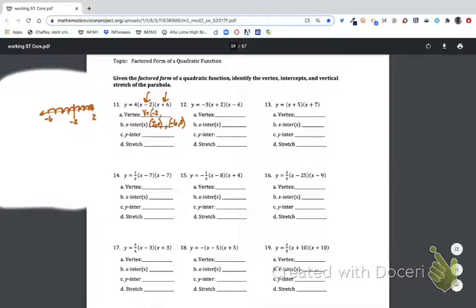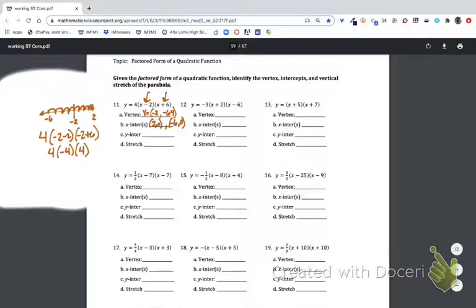Once I know that, I can plug it back into my equation to find the y value, and that is my vertex. So 4 times -2 minus 2 times -2 plus 6, so you would end up with -64 as your vertex.